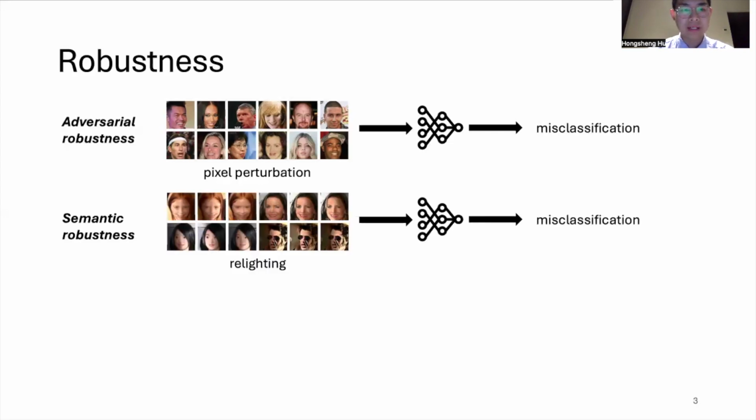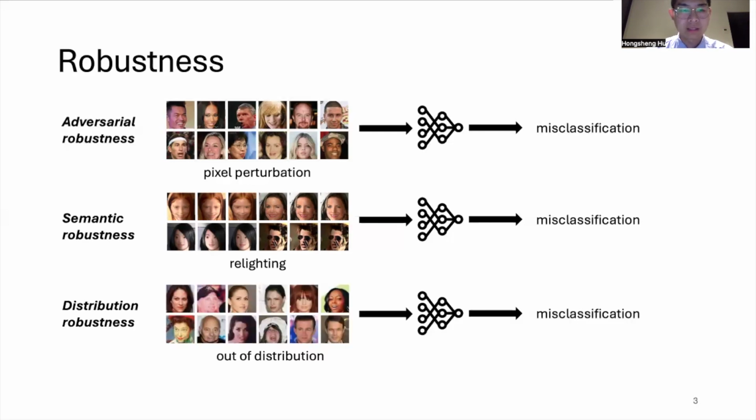The second one is semantic robustness. Semantic robustness means the model can make correct predictions on benign samples. But if we change the semantic condition, for example, if we put the face under different light conditions, the model cannot recognize these samples anymore, and this causes misclassification. The third one is distribution robustness. If some samples are out of distribution, then the model has great difficulty recognizing them. And this also causes misclassifications.